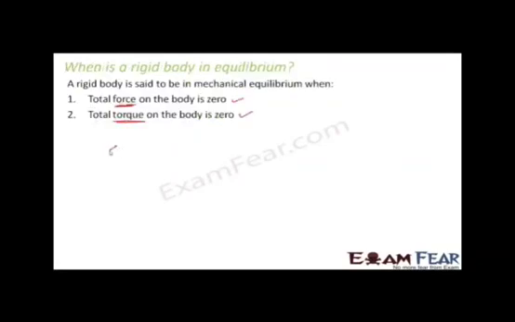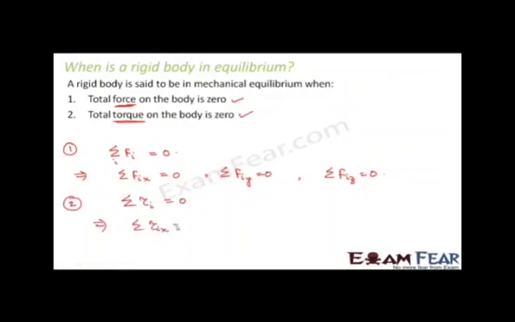We can put this mathematically. When the total force on the body is 0, the summation of Fi is equal to 0. So the summation of Fix along the x-axis is 0, the summation of Fiy along the y-axis is 0, and the summation of Fiz along the z-axis is 0. The components of force along the x, y and z directions are equal to 0. Again, the total torque is 0, that is, the summation of torque tau i is equal to 0. So the summation of torque along the x-axis is 0, along the y-axis is 0, and along the z-axis also 0, for a rigid body to be in equilibrium. These 6 mathematical equations should be satisfied. When these equations are 0, we say a rigid body is in mechanical equilibrium.